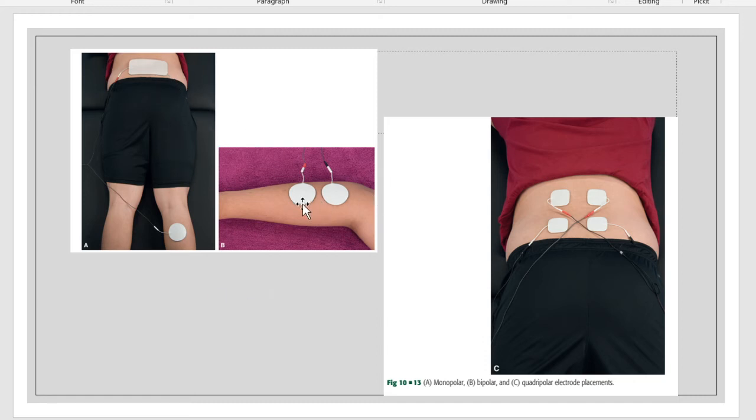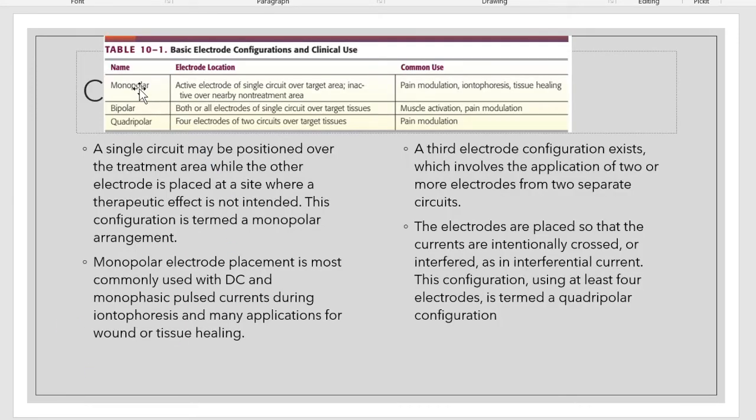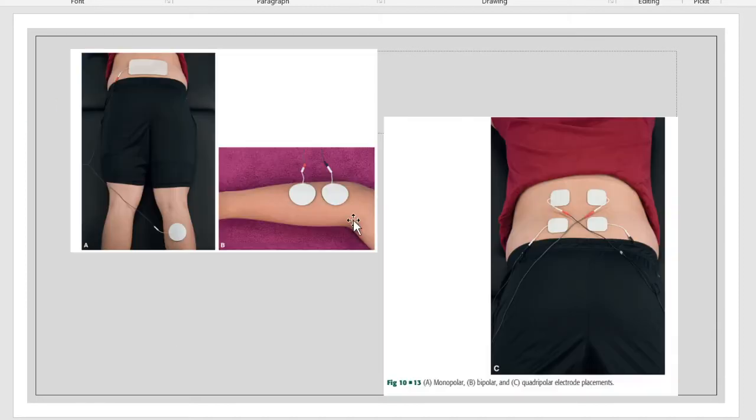Then this is the bipolar, so they are in the same region. Then this is your quadripolar. Usually the quadripolar electrode configuration is used in iontophoresis and interferential current. In description, monopolar: the active electrode of a single circuit is over the target area, and the inactive electrode is over a nearby non-treatment area. So this one is the non-treatment area, and this one is your treatment area.